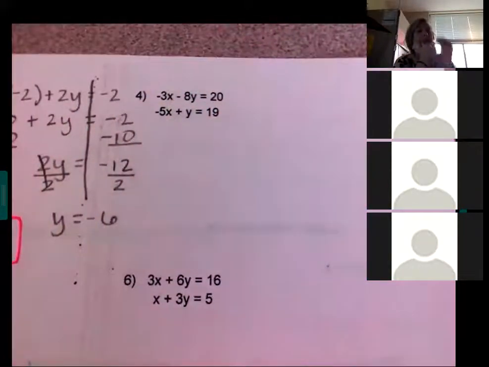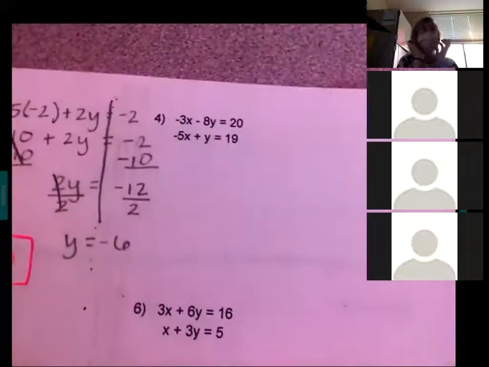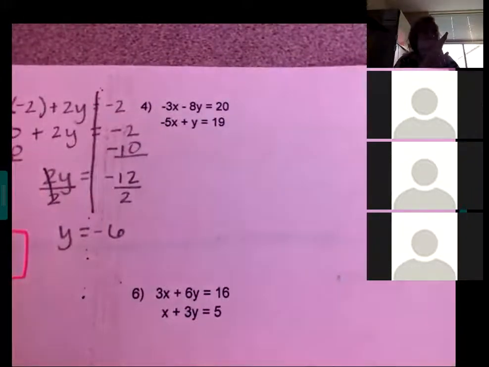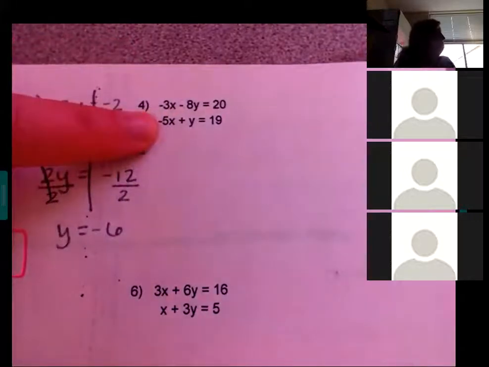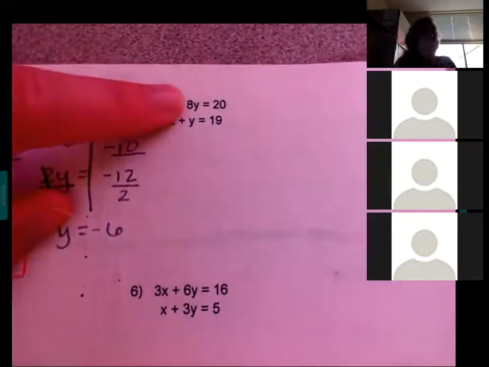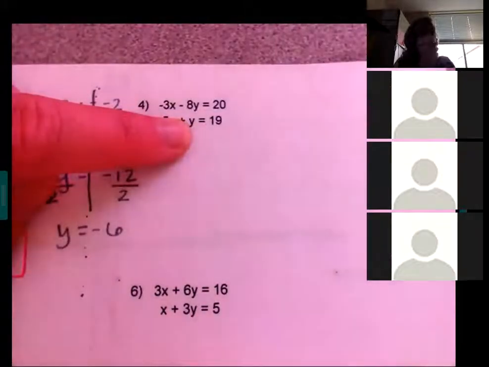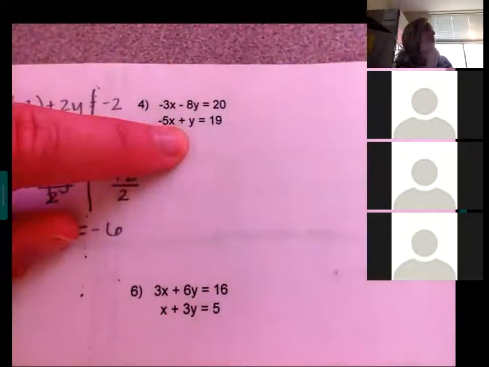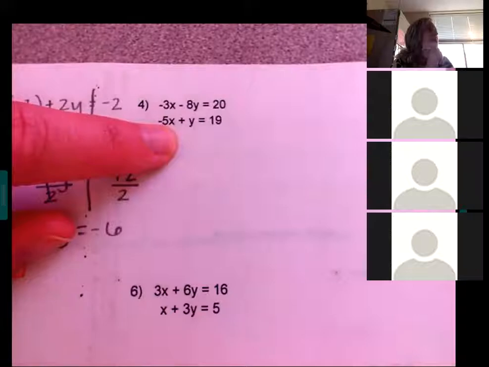What's different about number 4? Good, listen. Nothing will cancel. Everybody look. 3 and 5, that does not cancel. 8 and 1 does not cancel. So again, this is where your step 2 comes in. So us changing the signs, is that going to make anything cancel? No, because none of the numbers are the same.